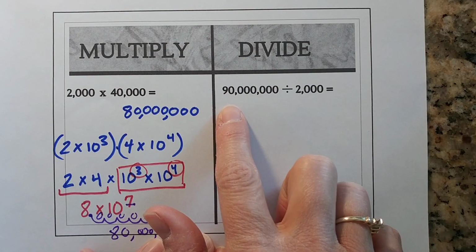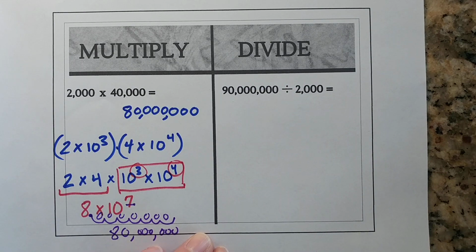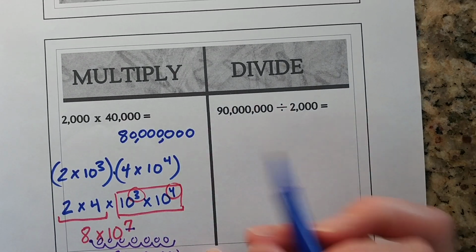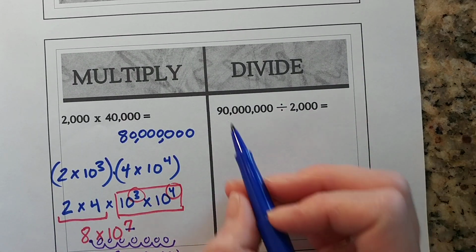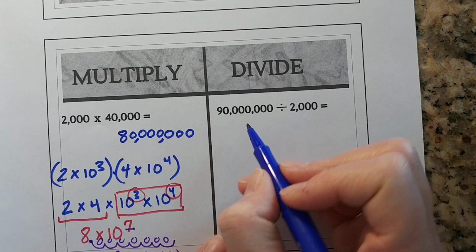Okay, let's take a look at this one. Here we have 90 million divided by 2,000. So in order to do this without a calculator or even with a calculator, I can just take the 9 divided by 2, which is 4.5.